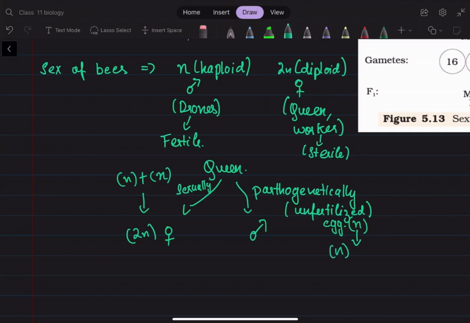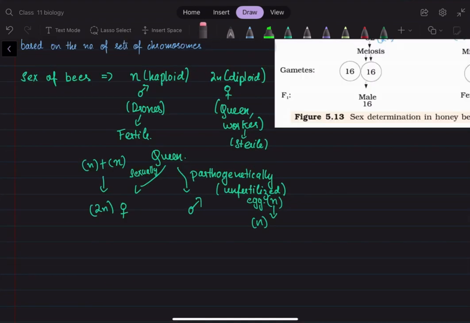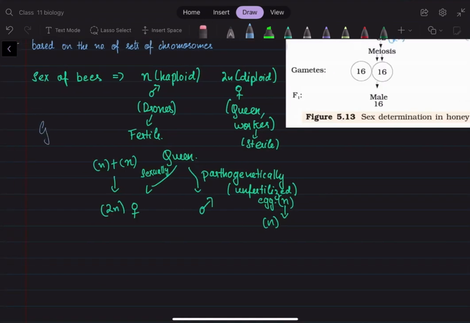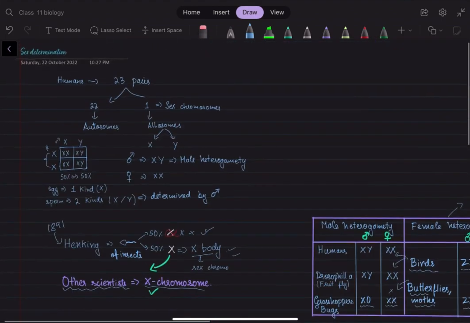So bees can have grandsons or grandfathers, but they cannot have fathers or sons. Interesting fact. So this was about sex determination.